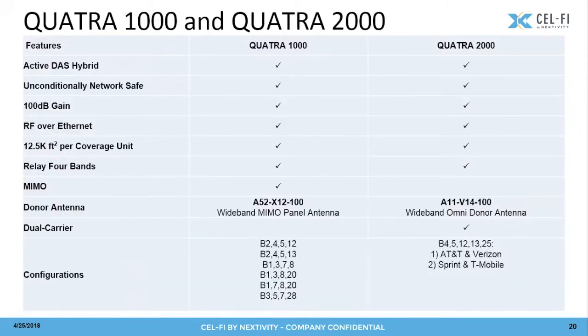Another difference between the 1000 and the 2000, the 1000 is a MIMO system. So you get to enjoy the enhanced data rates of MIMO. And the 2000, which is the multiple operator system, is a SISO system. And these, by the way, can be mixed and matched at a site.